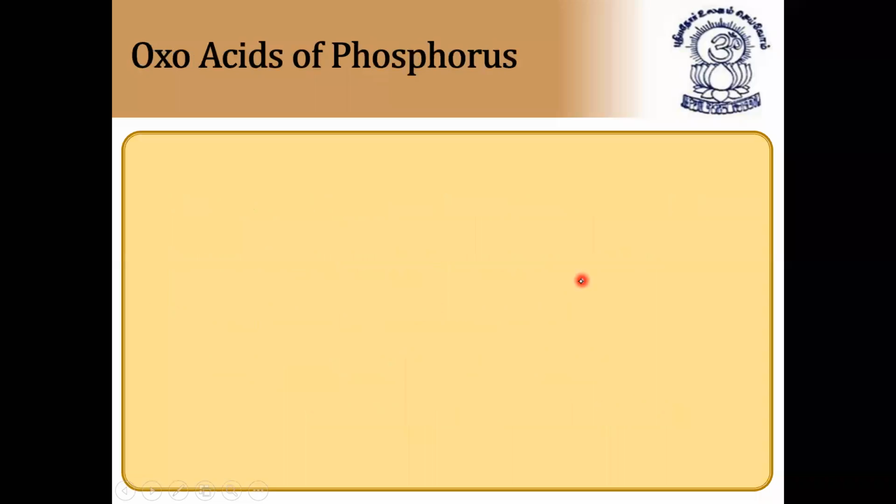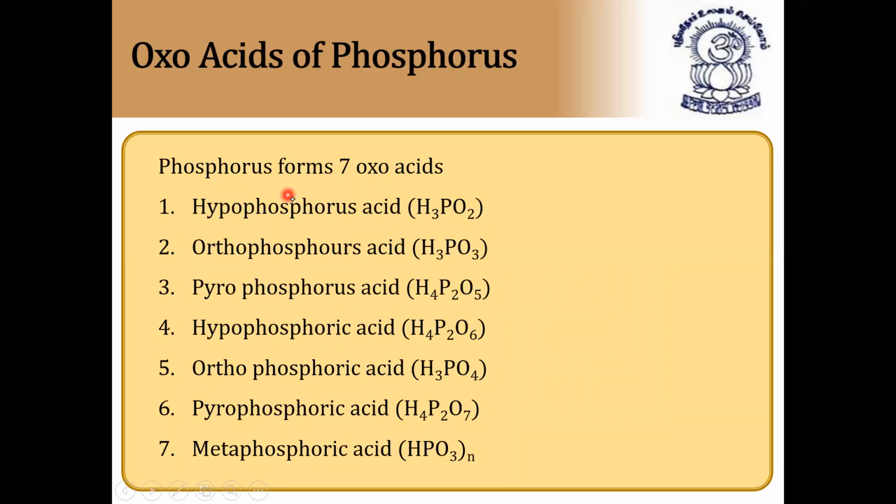Next, oxo acids of phosphorus. Like in nitrogen, we have done oxo acids, now we are going to do oxo acids of phosphorus. Very, very important. All the oxo acids of phosphorus are important. So their structures they'll ask and basicity also they'll ask.